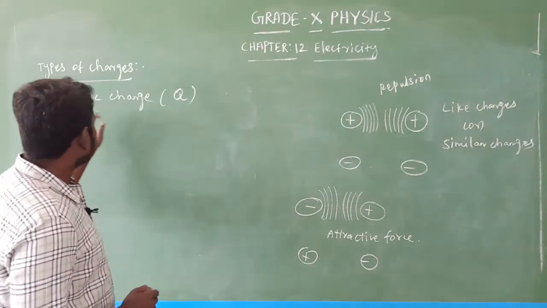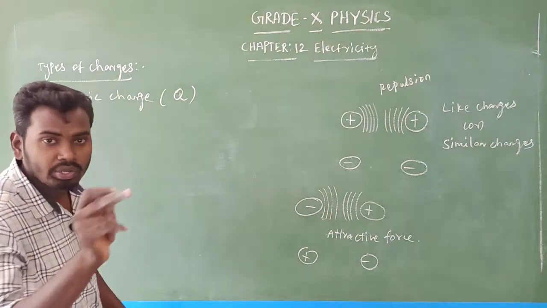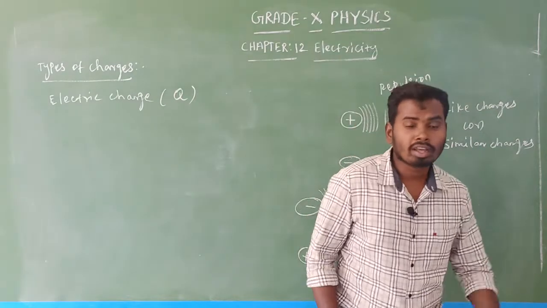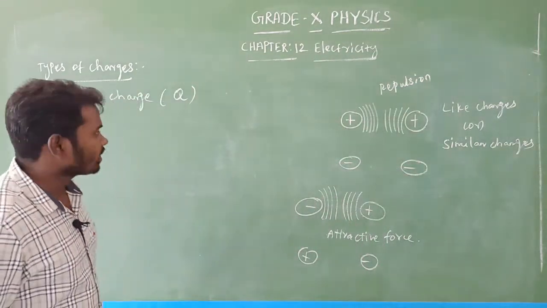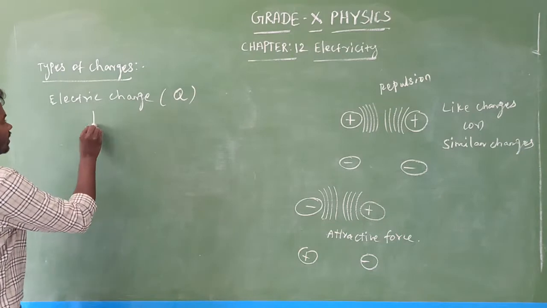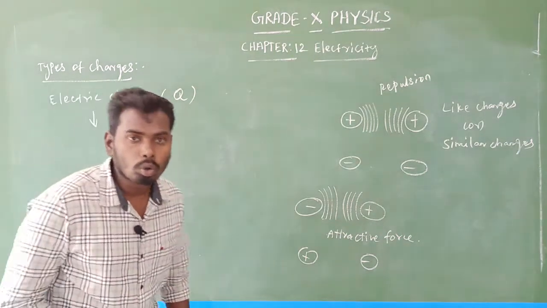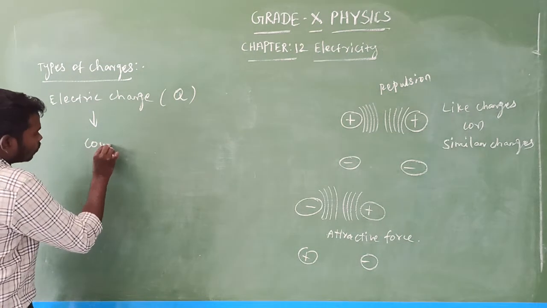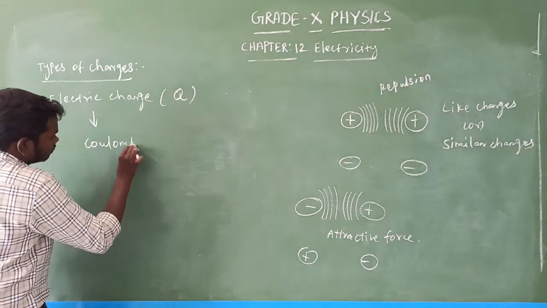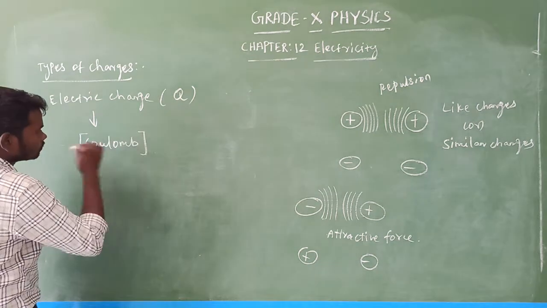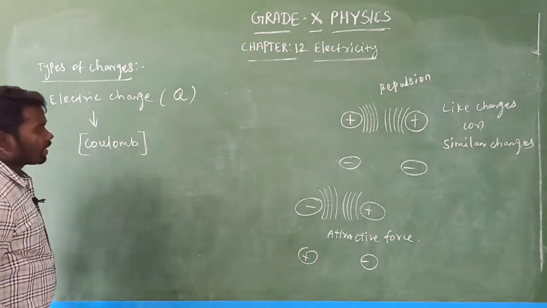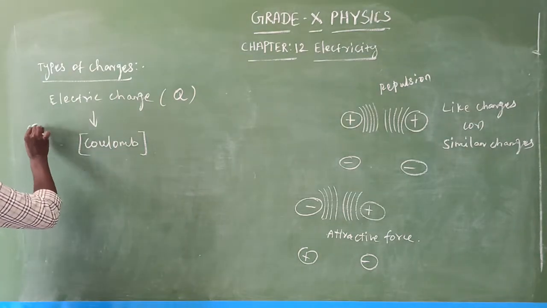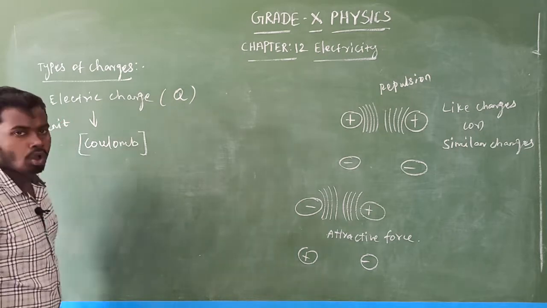Likewise, the electric charge has an SI unit. What is the electric charge unit, sir? The electric charge SI unit is coulomb. A very new word for you. You listen here. Coulomb. The electric charge SI unit is coulomb.